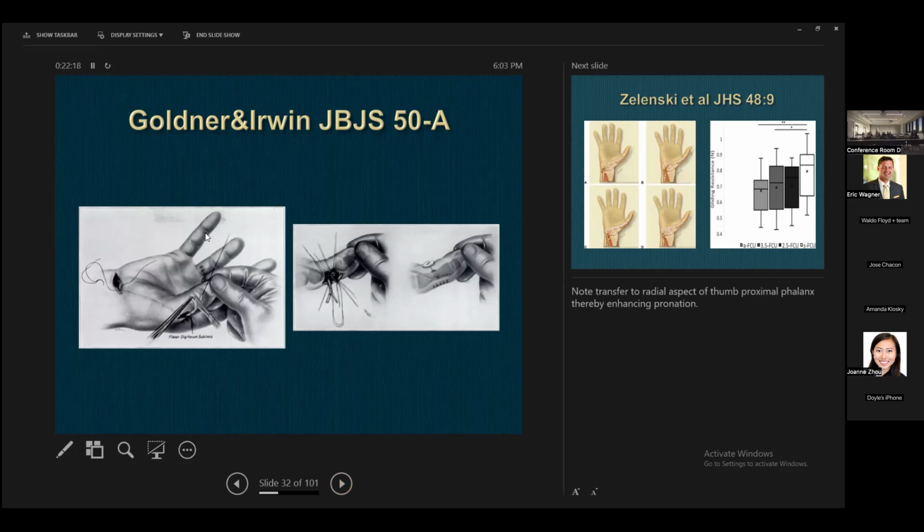And the reason I show this transfer, this was from JBJS. I got it here from the mid part of the 20th century. The transfer actually goes into the radial proximal phalanx, and that would augment pronation.